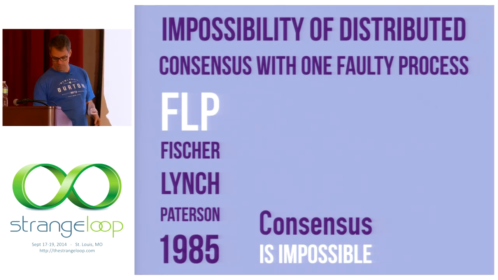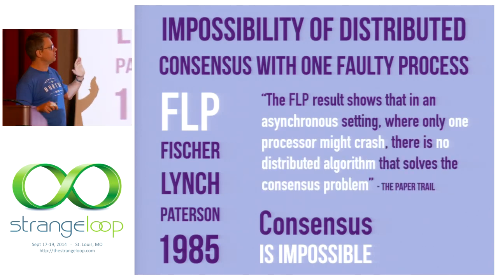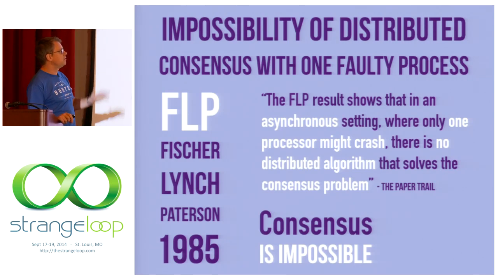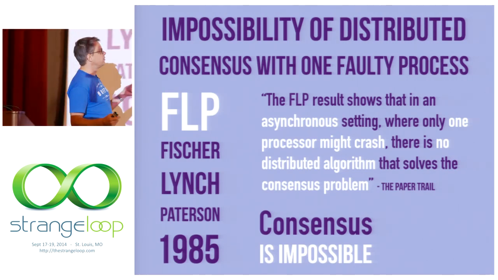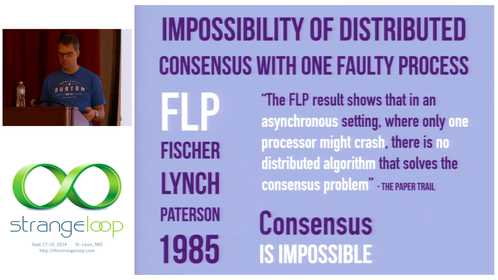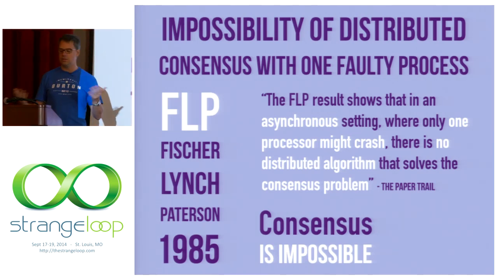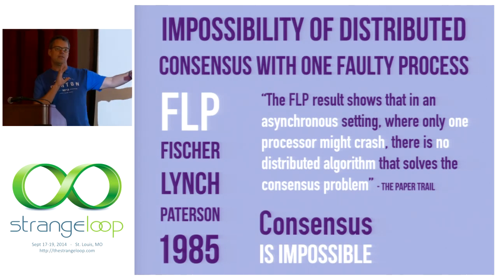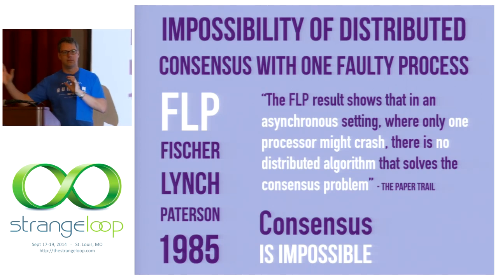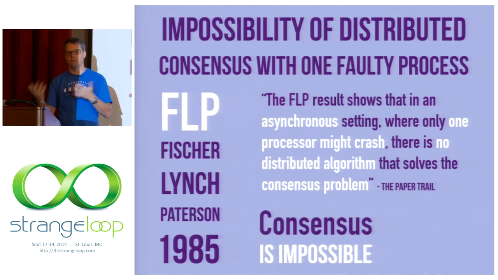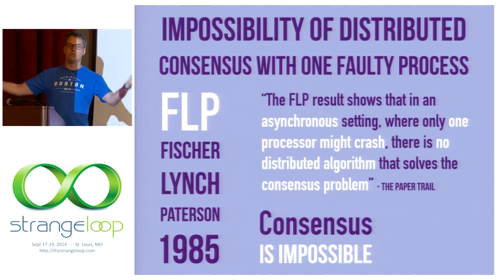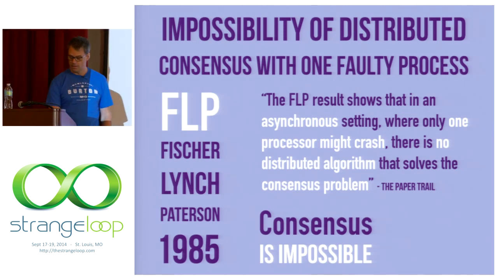But one way of explaining the gist of the paper is that the FLP result shows that in an asynchronous setting where only one processor might crash, there is no distributed algorithm that solves the consensus problem. And what it really does is state that under the assumptions of the model, there are cases, ways where the algorithm will never terminate, meaning that they will never reach consensus in bounded time.